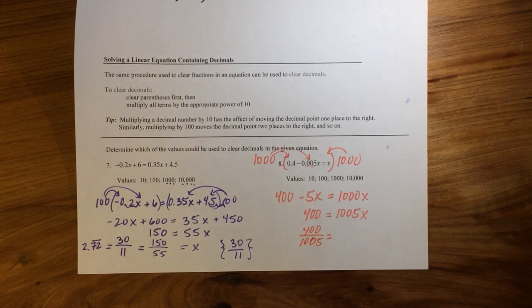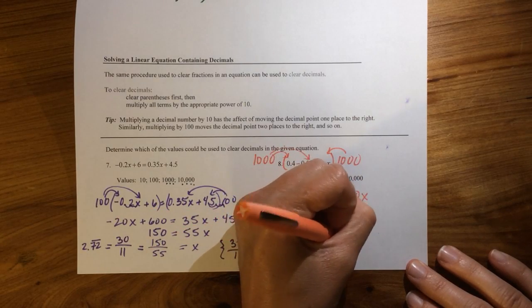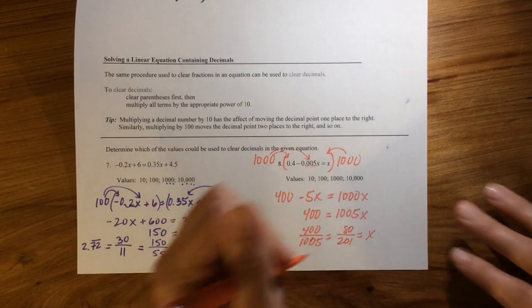Now divide 400, I'm just going to call that 400 over 1005. What does that reduce to? I'm just popping this into my calculator. 400 divided by 1005. I know it reduces by 5. 80 over 201. 80 over 201 equals x. There we go.